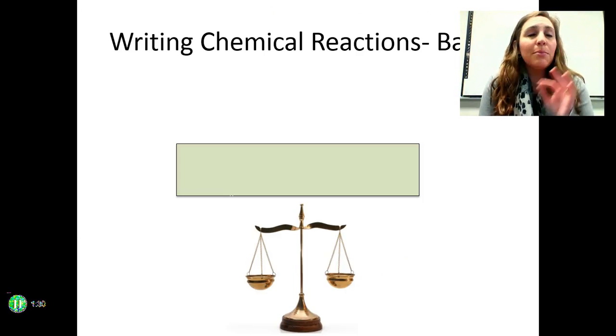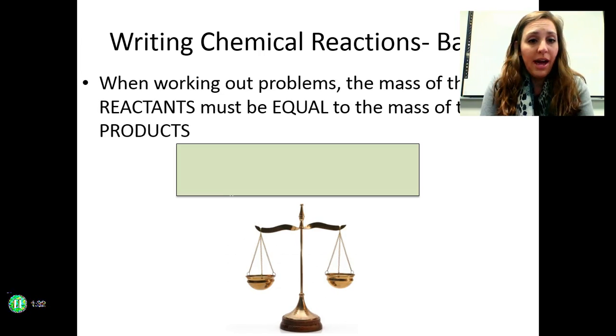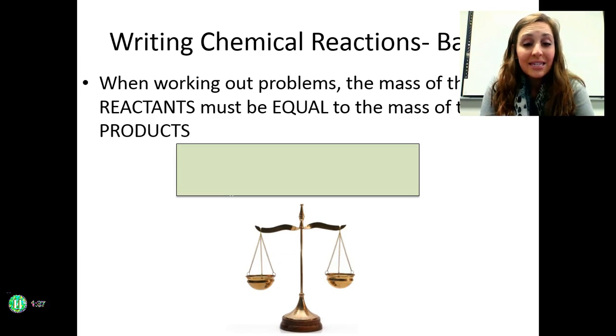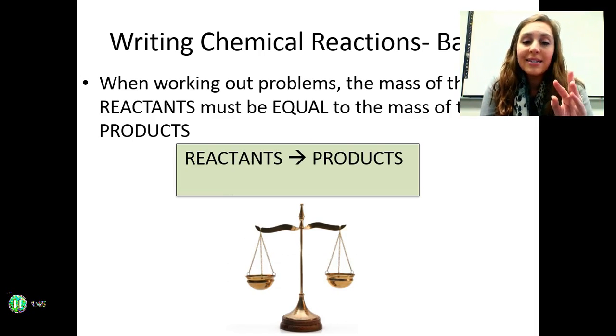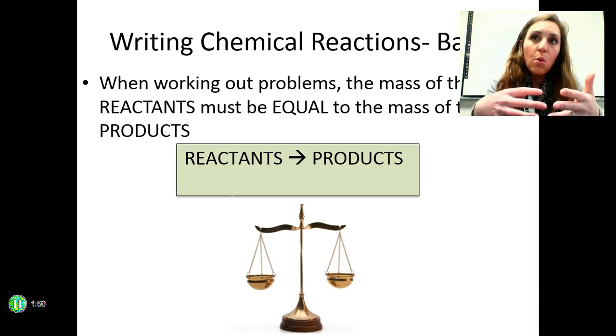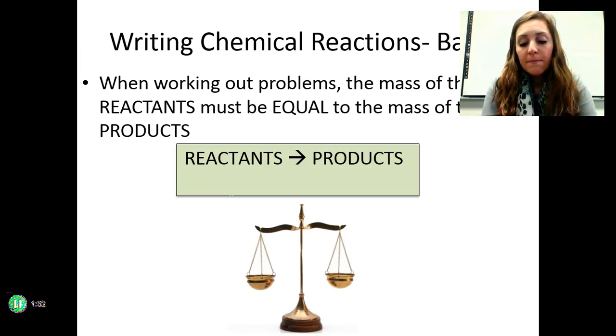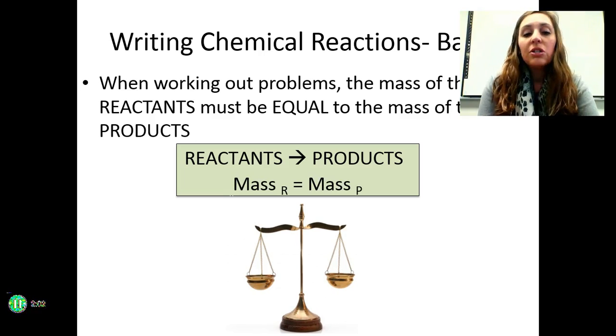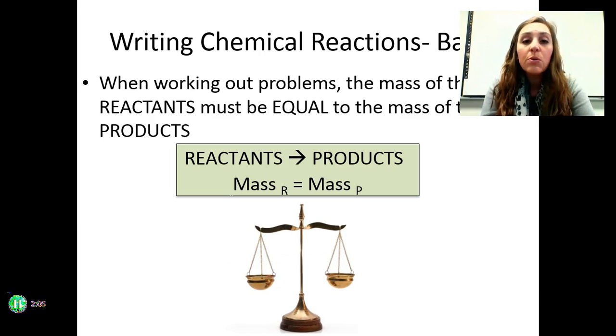Let's talk about some basics of writing chemical reactions. When you're working out problems, remember that the mass of the reactants has to be equal to the mass of the products. I'm going to show you two ways to think about this. The first is that the reactants form the products, so that arrow means yields, forms, or rearranges to make. But when you're solving for some numbers, we put it in an equation, and an equation needs an equal sign with two things equal to each other. So the mass of the reactants equals the mass of the products.